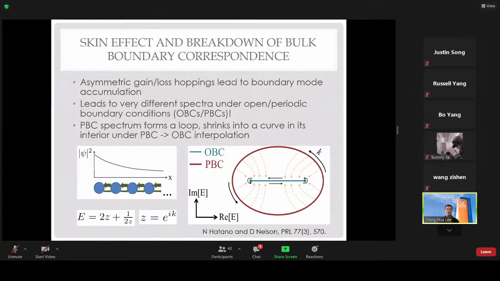But if you were to have open boundary conditions, you find that the spectrum becomes real, even though there's no PT symmetry or any kind of symmetry. The energy spectrum becomes a segment on the real line. So what is really going on here?